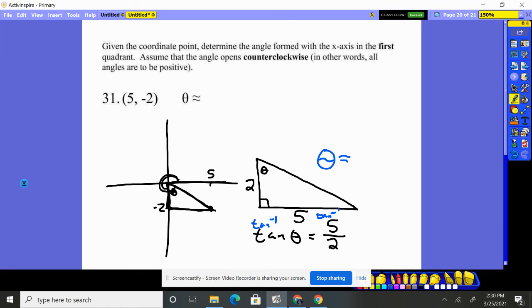When I do that on the calculator, I got 68.2 degrees. So to find the total opening all the way, we're doing 270 plus that 68.2. So what's that? 338.2 degrees will be our answer for the opening.